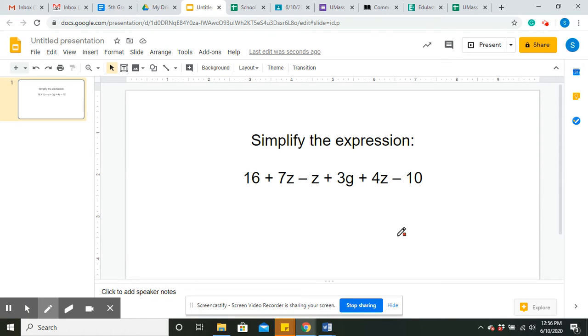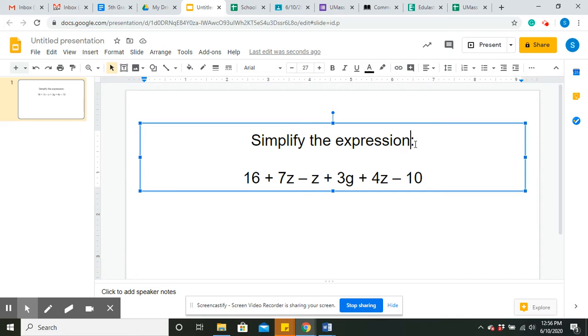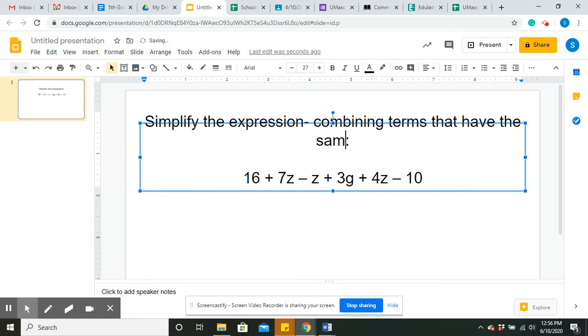Yesterday's exit ticket was definitely challenging and was asking us to simplify expressions that had different terms and variables. What I want to go over before we start today's lesson is what it means to simplify. So, the first thing to think about is that when we're simplifying an expression, we are combining terms that have the same variable.